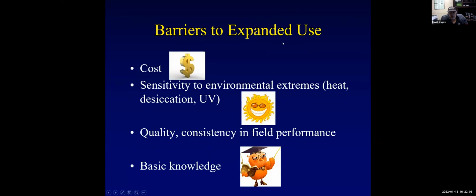Next, I want to talk about the barriers to expanded use of these microbial control agents and how we try to overcome those. One is the cost, as we mentioned before, and the sensitivity to the environment. There's often an inconsistency in field performance. This happens occasionally, where we have to try to make the organism more virulent and more consistent in the field. And then again, we have basic knowledge we want to use to enhance our efficacy.